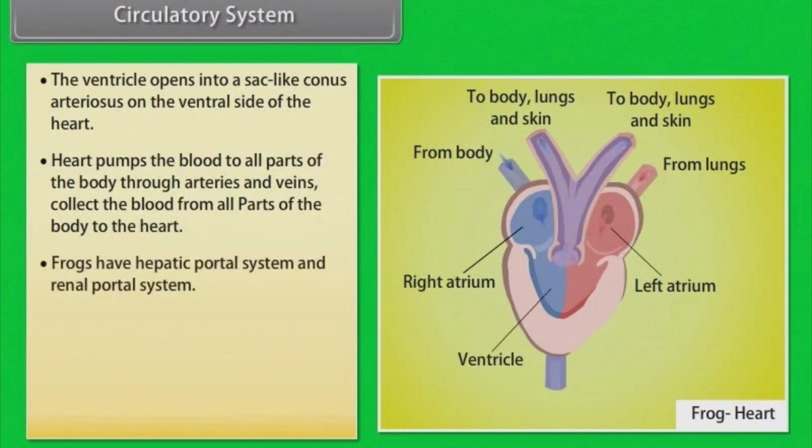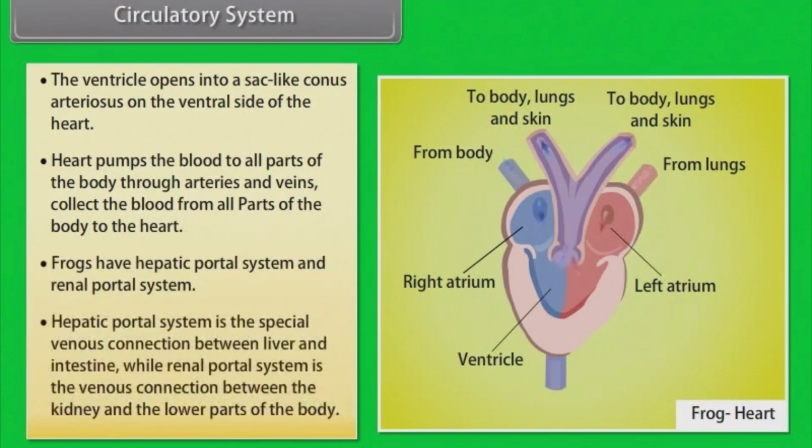Frogs have hepatic portal system and renal portal system. Hepatic portal system is the special venous connection between liver and intestine, while renal portal system is the venous connection between the kidney and the lower parts of the body.